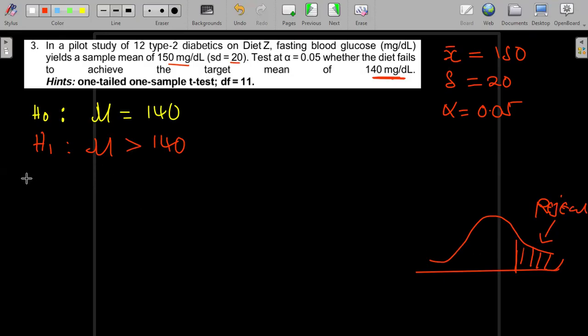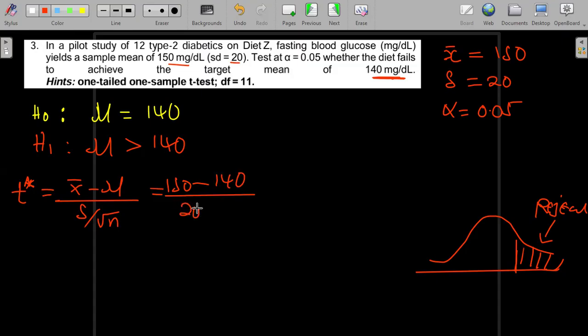We are using the t-test, so the t-statistic will just be equal to the sample mean minus the population mean, divided by the standard deviation over the root of n. So the sample mean is 150, minus the population mean, divided by 20 over the root of 12. Let me calculate this on my calculator. I'm getting 1.73.